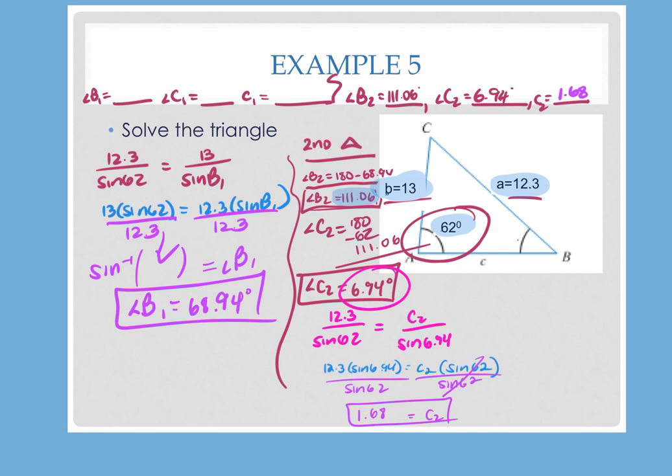I found angle B1, that's 68.94 degrees. And now I got to find angle C1 and side C1. So I have two of the three angles. To find angle C1, I'm going to do 180 minus A, which was originally given to you, minus B1, which is 68.94. And I get angle C1 is 49.06.